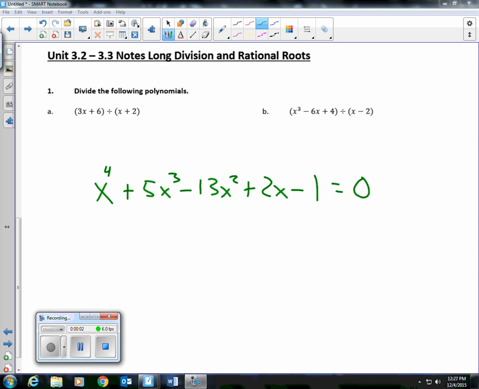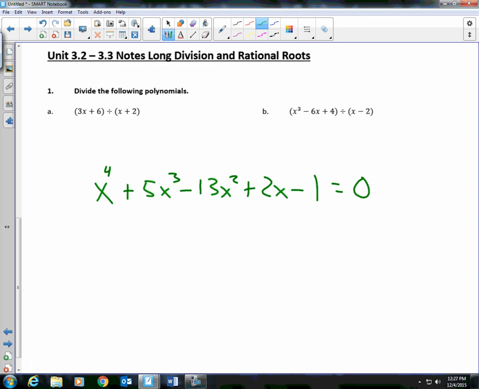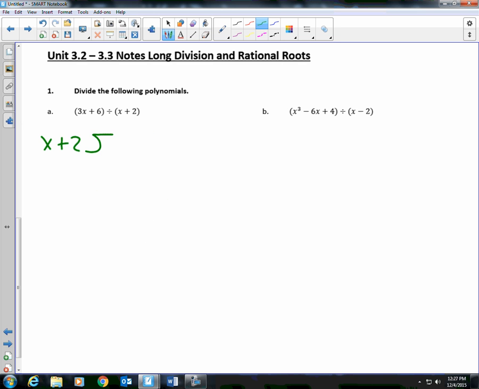We're going to start with some very basic examples, but eventually we want to be able to find the solutions to that equation. In order to do that, we have to learn how to divide polynomials. We begin with x plus 2 goes into 3x plus 6.